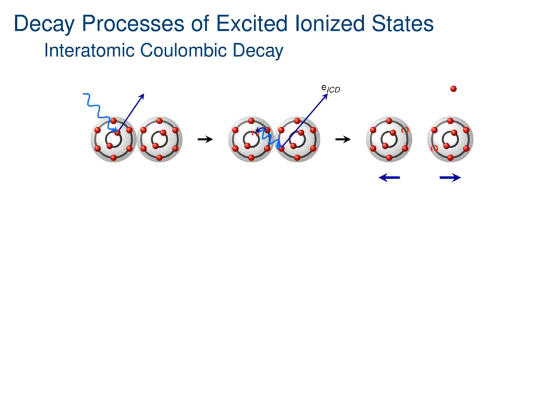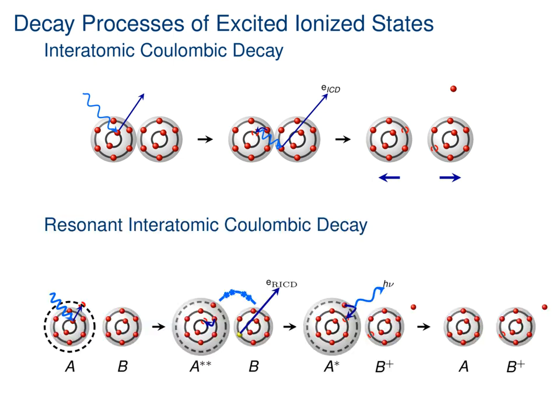Another one is the Interatomic Coulombic Decay, in which we ionize from one entity, fill the vacancy with an electron from the same entity, and transfer the energy to a neighboring atom or molecule. And this one then gets ionized. This creates two entities which are both singly ionized and positively charged, and therefore repel each other, and a free electron. All electronic decay processes have their resonant counterparts, which are initiated by ionization or by excitation.